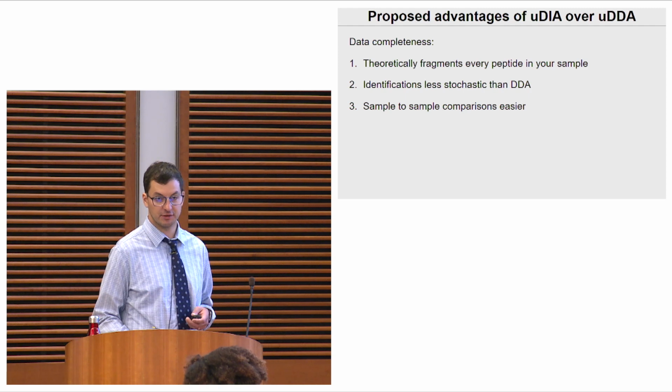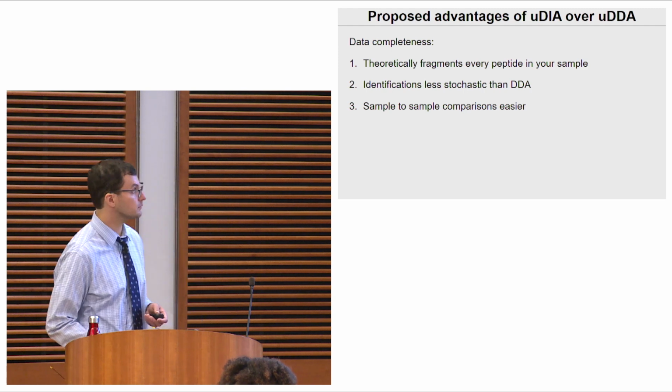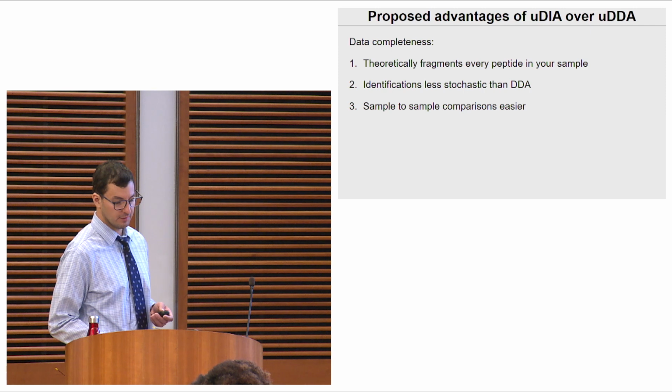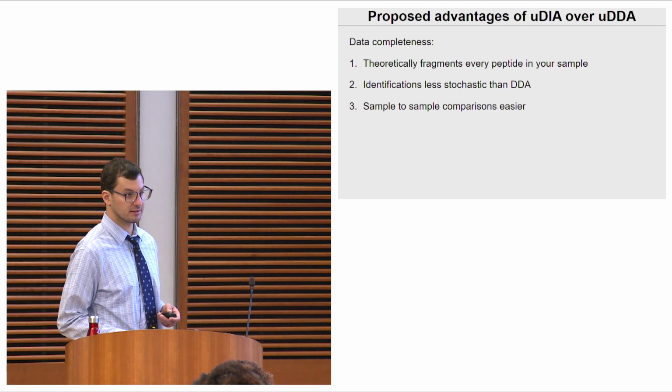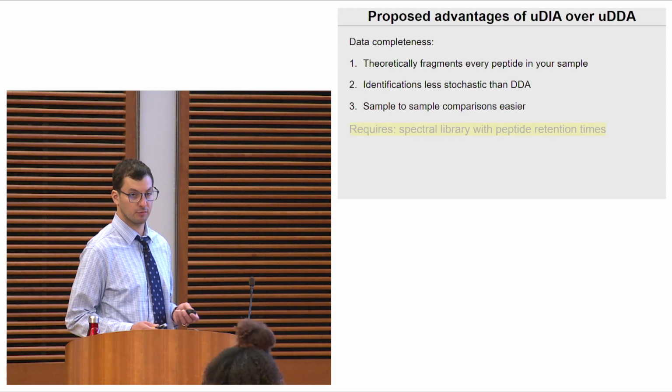So the proposed advantages of DIA over DDA are all related to data completeness. Theoretically, we should fragment all of the peptides in our sample, and that should lead to less stochastic identifications and less sample-to-sample variability to make comparisons easier.